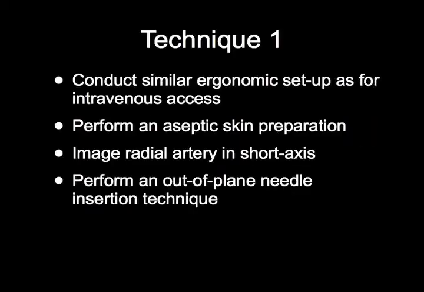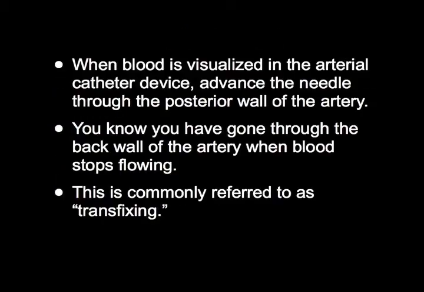Radial artery access. Technique 1. Conduct a similar ergonomic setup as for intravenous access. Perform aseptic skin preparation. Image the radial artery in short axis. Then perform an out-of-plane needle insertion technique. When blood is visualized in the arterial catheter device, advance the needle through the posterior wall of the artery. You know that you have gone through the back wall, i.e. the posterior aspect of the artery, when blood stops flowing. This is commonly referred to as transfixing.